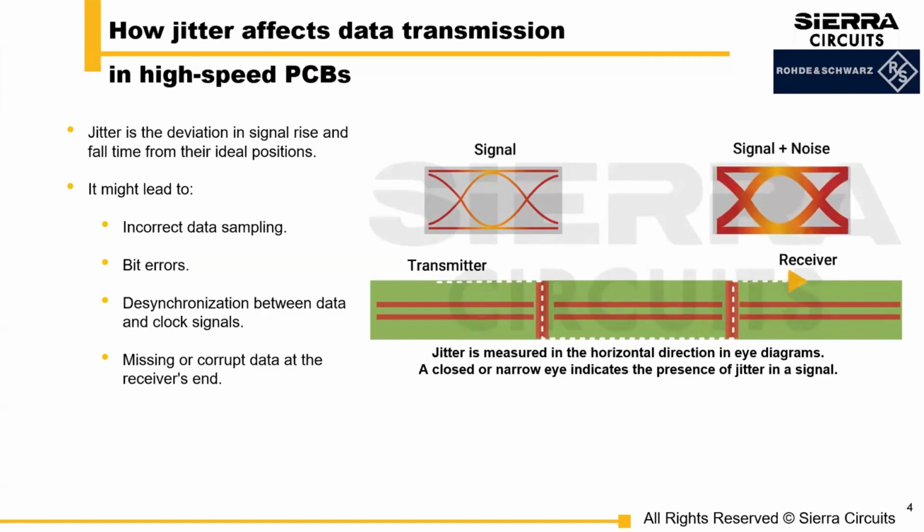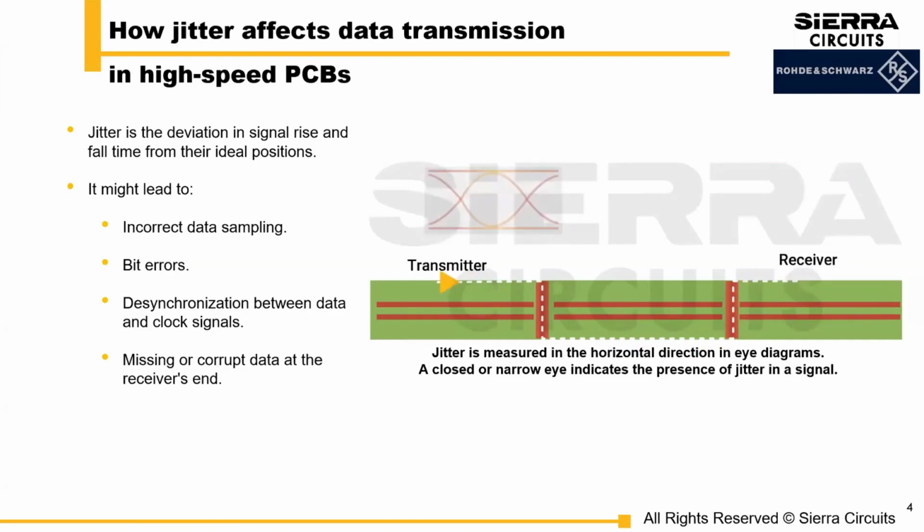So how is jitter affecting your data transmission? It's basically the deviation in the signal edges from their ideal positions, and this deviation has several critical consequences. You basically have sampling issues. You can have misinterpretation of the transmitted data or bit errors. Jitter can also lead to missing or corrupted data at the receiving end, and Mike will go over that example as well.